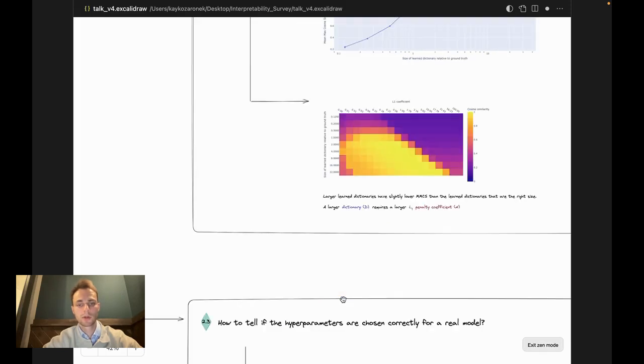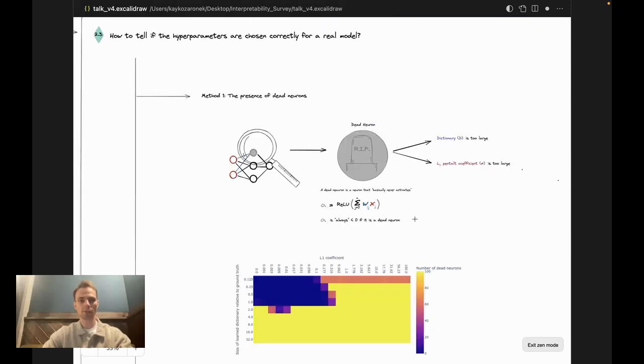A question that the authors asked themselves after conducting these experiments on the toy example was how to tell if the hyperparameters they choose work for real models. To answer this question, I want to draw your attention to one particular method that the authors used. This method makes use of the presence of something they call dead neurons.